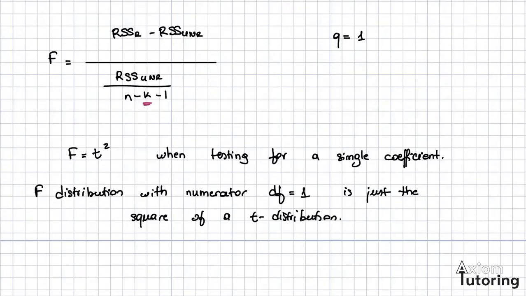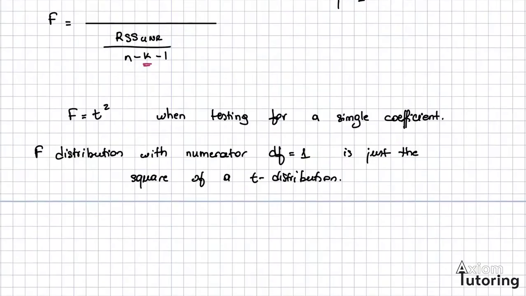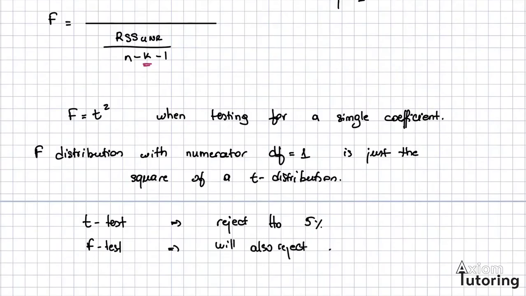Now, what does that mean? That means that if you had a t-test and the result was that you reject the null hypothesis at the 5% level, then the f-test, where you have only one restriction, will also reject it at the 5% level, because they will give you identical decisions. The only difference between the t-test and the f-test is that the t-test can be one-tailed or two-tailed, while the f is always one-sided.